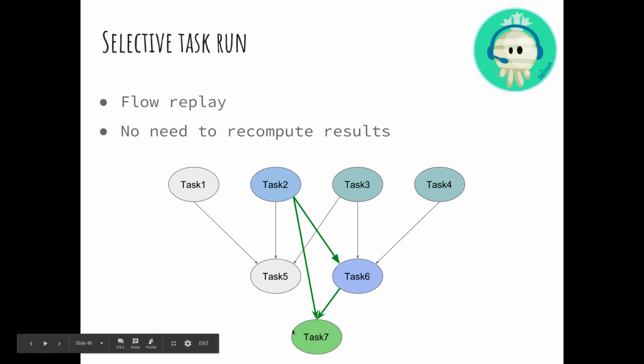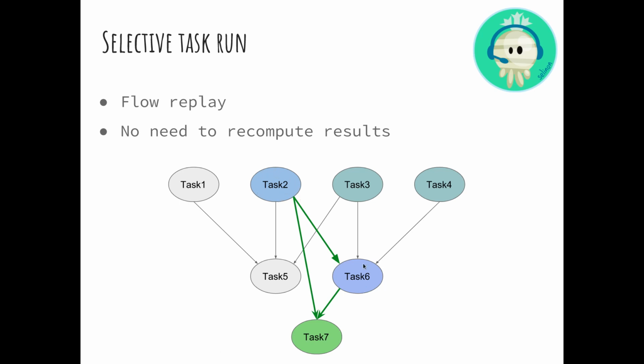Task 1 and task 5 are not run. You can also optimize this selective task run, and you can optionally provide a function that tells Selinon from where results for particular tasks should be retrieved.